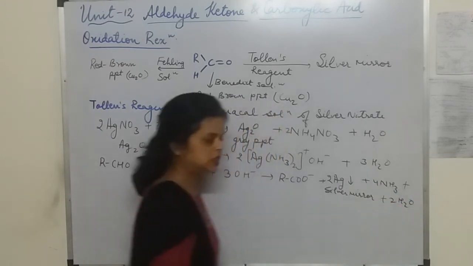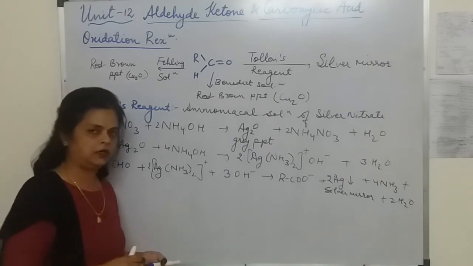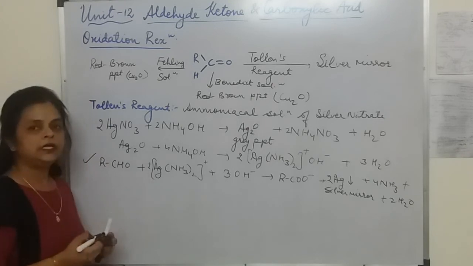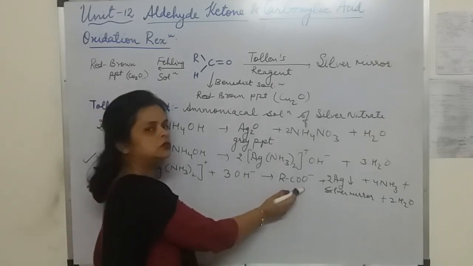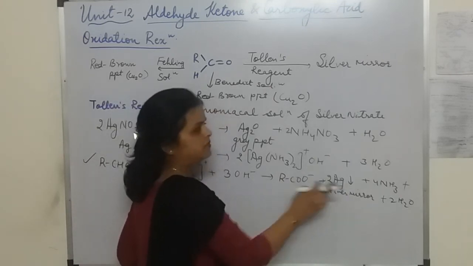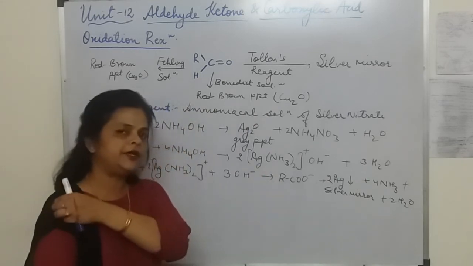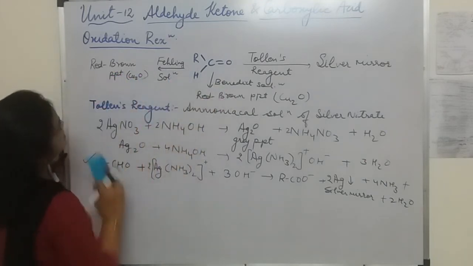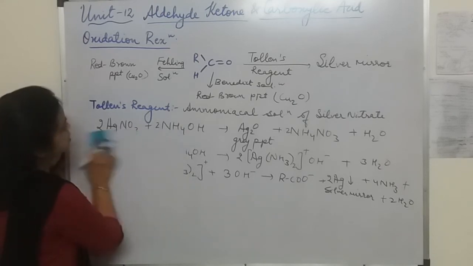2H2O. So whenever you are going to write the test either in the practicals or in the theory, you will write down this reaction. The aldehydes combine with the Tollens reagent and get oxidized to carboxylic acid along with the formation of silver mirror, by which you can do the test and identify the aldehyde. Now next we are going to discuss Fehling solution. So I guess you have understood this about the Tollens reagent.